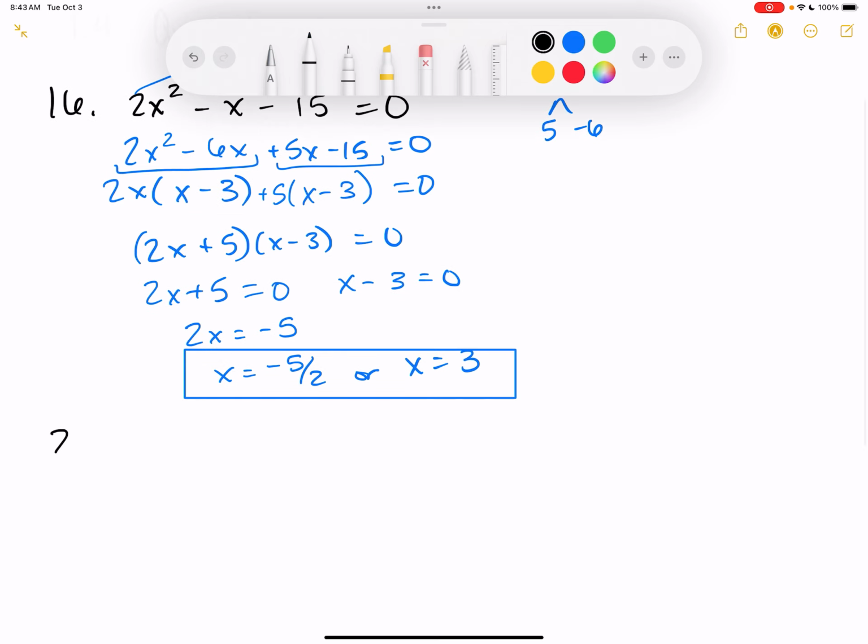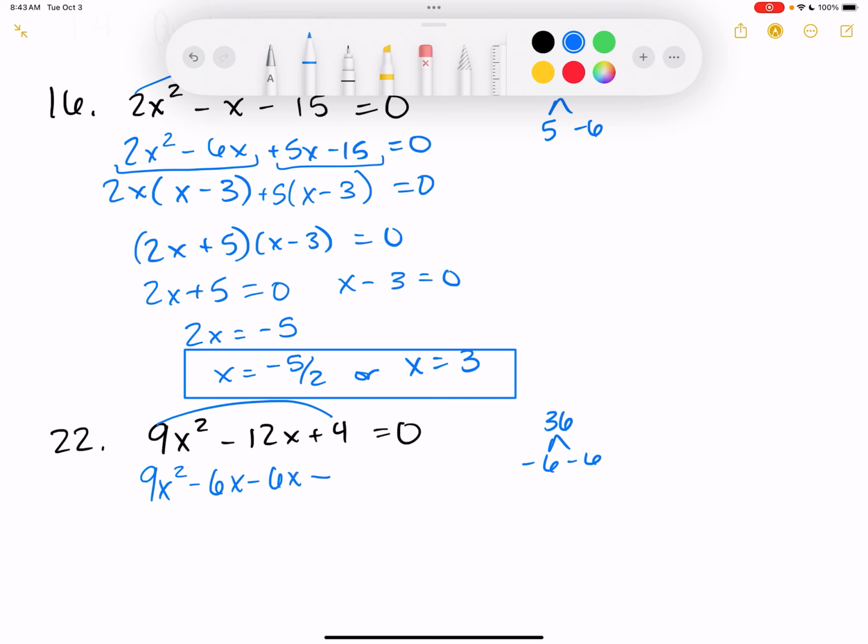Another example of that, number 22. We've got 9x squared minus 12x plus 4 equals 0. So arch method again. So I need factors of 9 and 4, or 36, that add up and give you negative 12. Yep, negative 6 and negative 6. So 9x squared minus 6x minus 6x plus 4 equals 0.